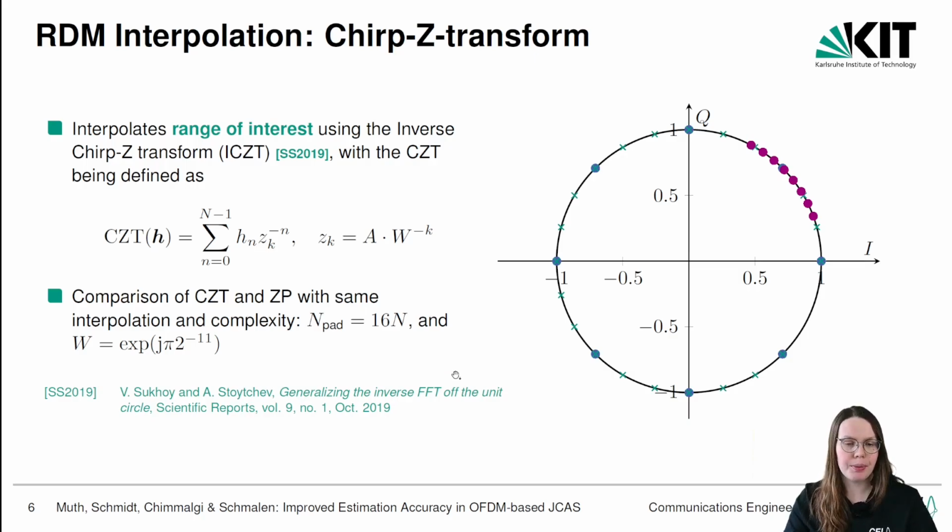And in our comparison here, we decided to use the same amount of interpolation because the interpolation is exactly the same in the end. And this also has a similar complexity. So we will apply zero padding with a factor of 16, and this results in a very small step size here.